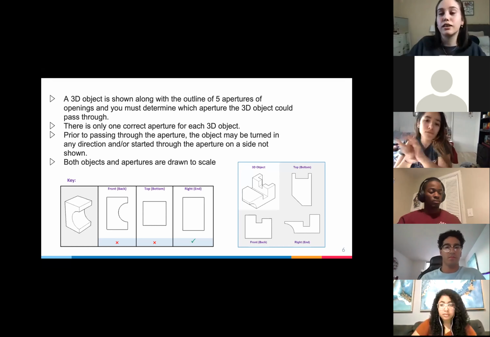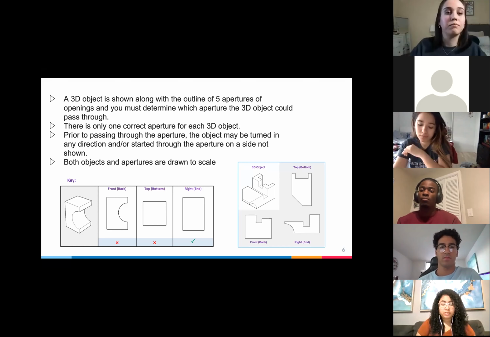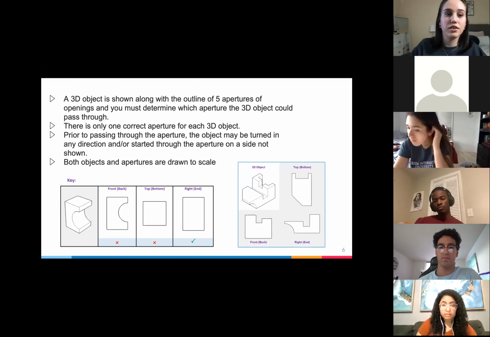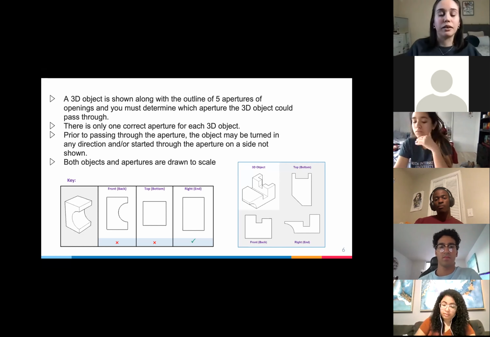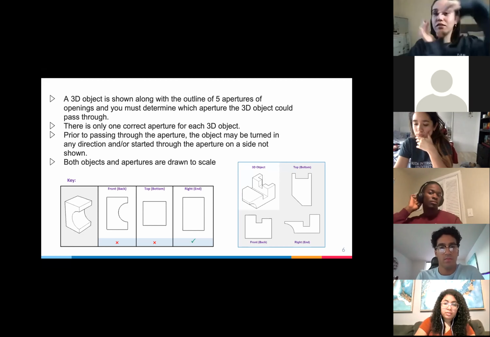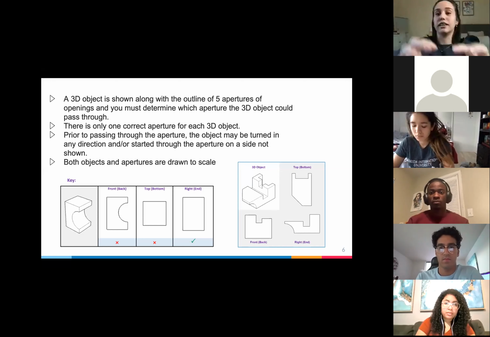You have to think about it like literally a key that you're inserting into a hole. The key has to fit perfectly into that hole, right? Out of the options that they give you, there's only one correct answer. Prior to passing through the aperture, the object may be turned in any direction and/or started through the aperture on a side not shown. What it means is that you might have the object like this, but to fit it, you have to flip it in your mind like this, and then it's gonna fit.